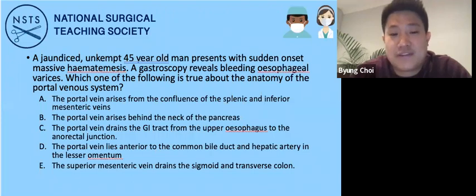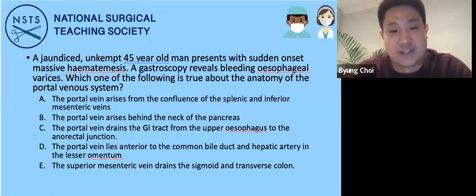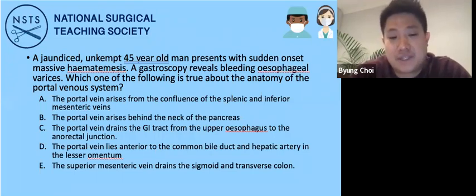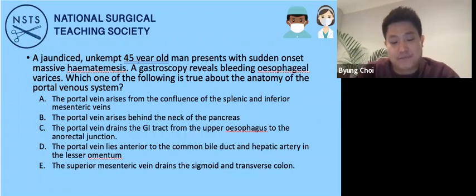C, the portal vein drains the GI tract from the upper esophagus to the anorectal junction. D, the portal vein lies anterior to the common bile duct and hepatic artery in the lesser omentum. E, the superior mesenteric vein drains the sigmoid and transverse colon. So I'll give you a bit more time for this one.